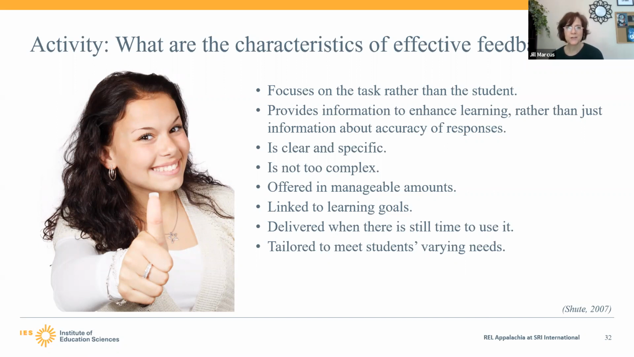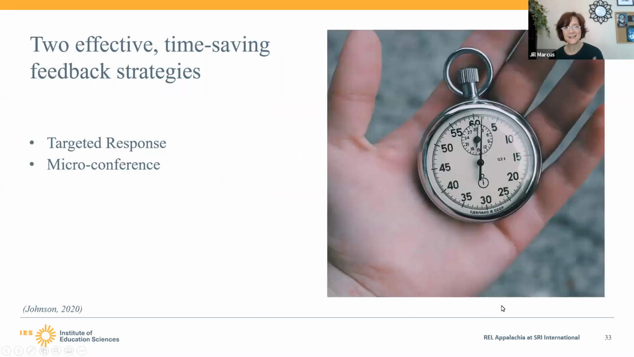That last bullet, tailored feedback to meet student needs, we mean that low achieving learners might benefit from more immediate feedback that's more directive, while high achieving learners might benefit more from feedback that's delayed or more facilitative, like hints or cues or prompts. So look at your list and this list and see if there's anything that's different.